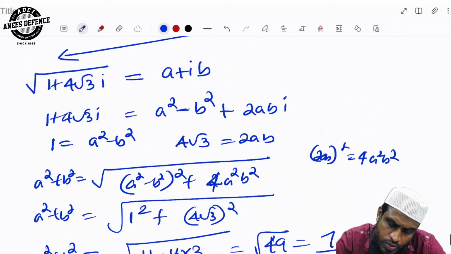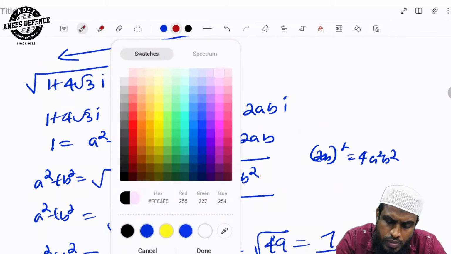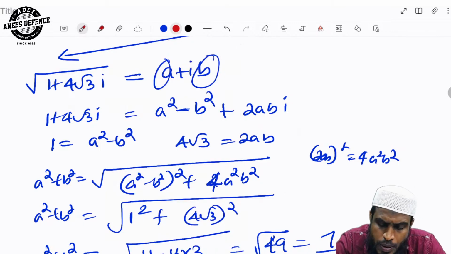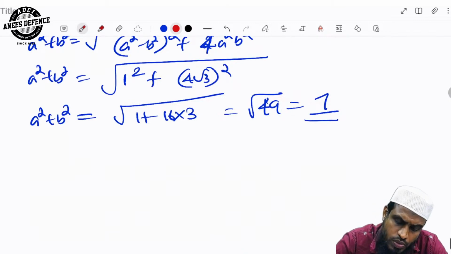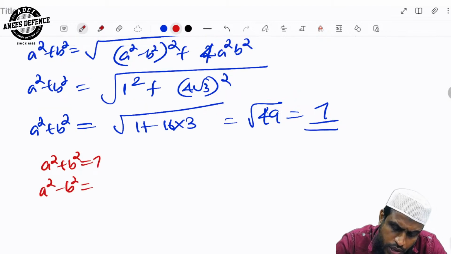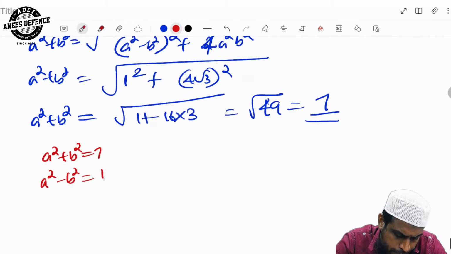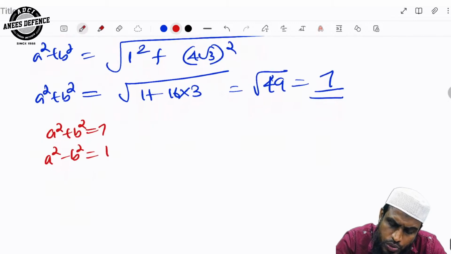In this case, a and b are assumed to be real numbers. The square of a real number is always a positive value. So a square plus b square is equal to 7. We got a square minus b square is already 1. Then 2ab is already equal to 4 root 3.